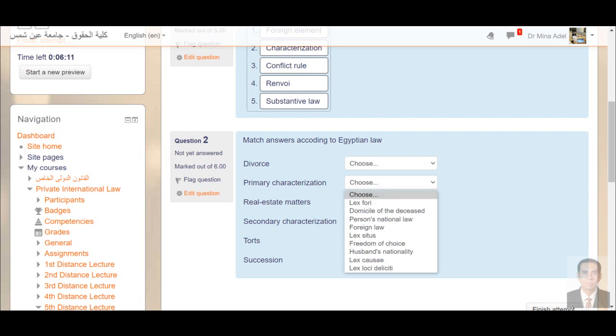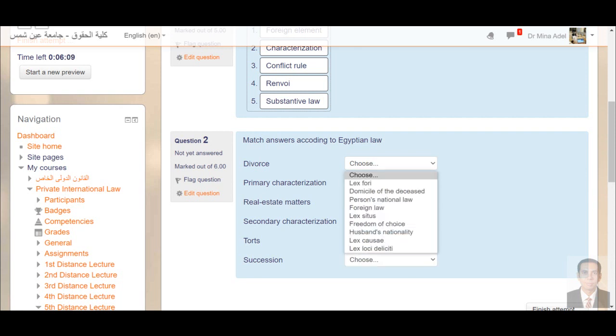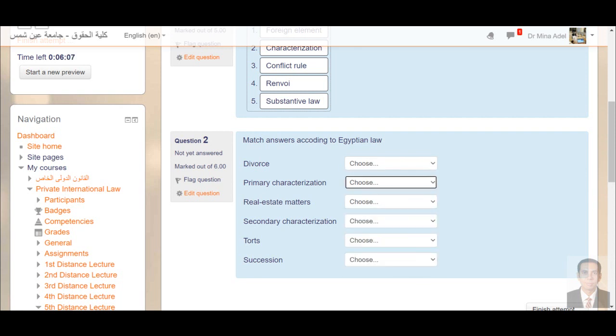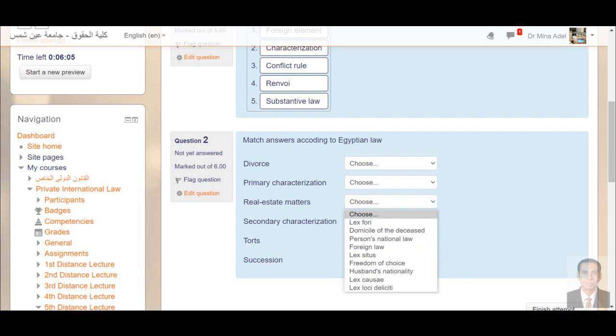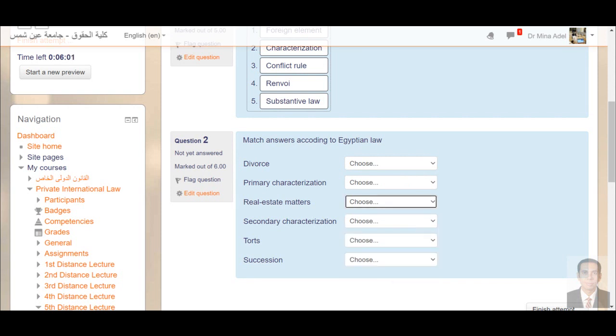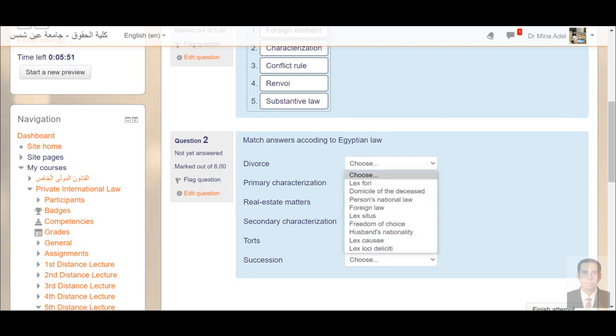So here we have divorce, we have primary characterization, we have real estate matters, we have secondary characterization, we have torts, we have finally succession. So here we will choose the correct answer among all those answers, so the best answer. So as you know, we can't choose an answer twice.